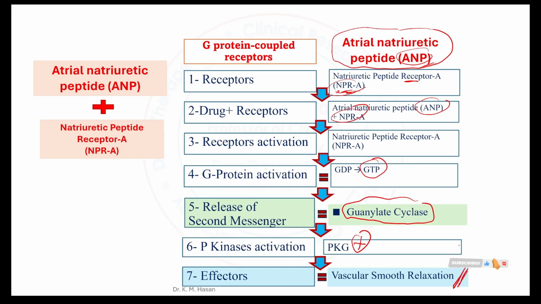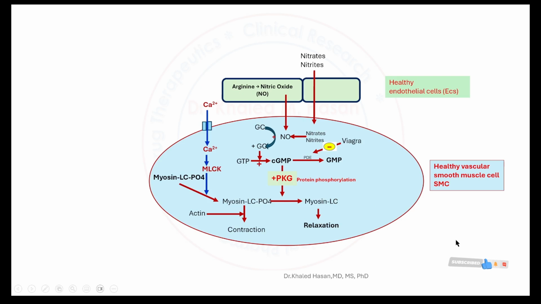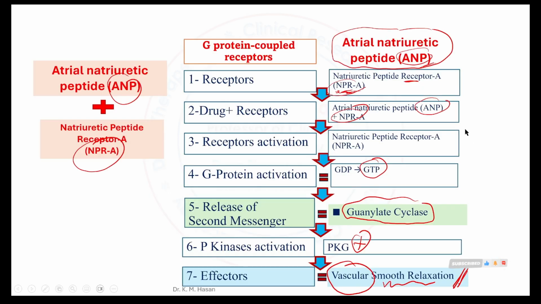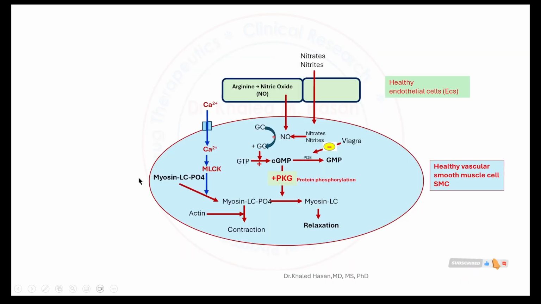So now we have atrial natriuretic peptide. We understand the mechanism. The ANP binds to the ANP receptor and leads to smooth muscle relaxation, vascular smooth muscle relaxation, the smooth muscles inside the viscera. Okay, so the first one here was ANP, atrial natriuretic peptide. What about the second one?